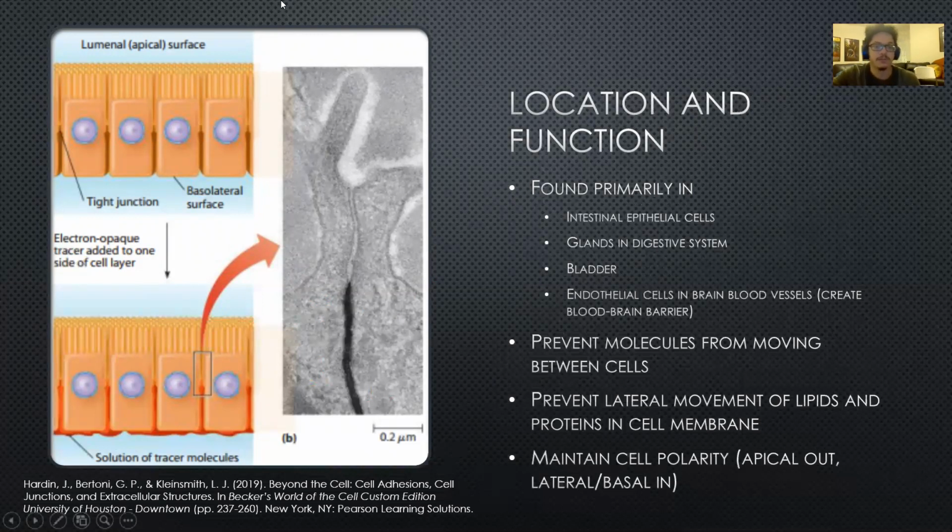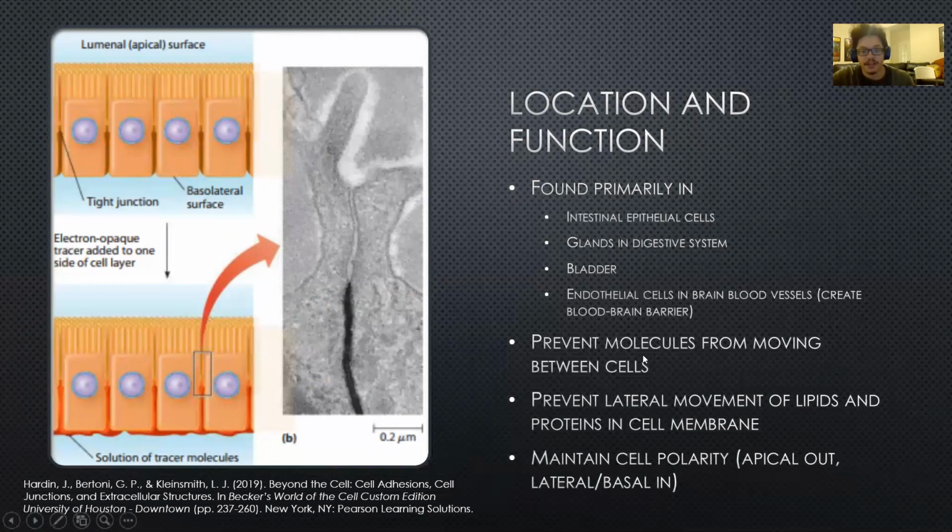I included this little figure right here where you can see an experiment in which scientists introduced an electron-opaque tracer into one side of a layer of epithelial cells, and you can see that the tracer was able to leak into the spaces in between the cells, but stop right where it hits that tight junction, and that's what creates that seal that we talked about.